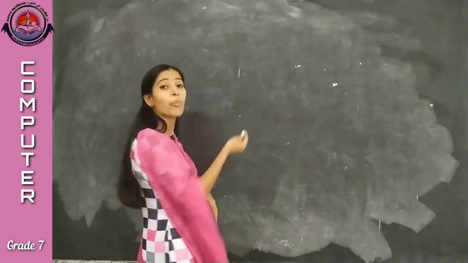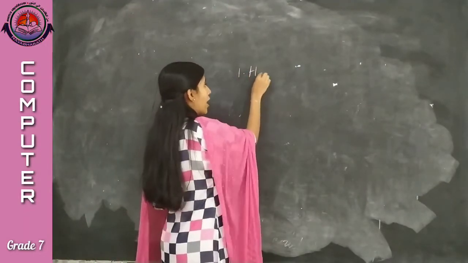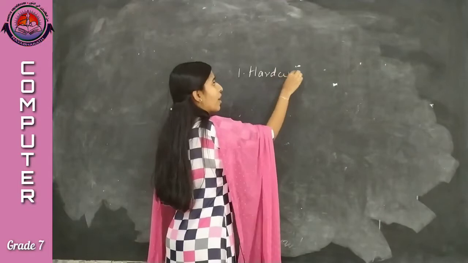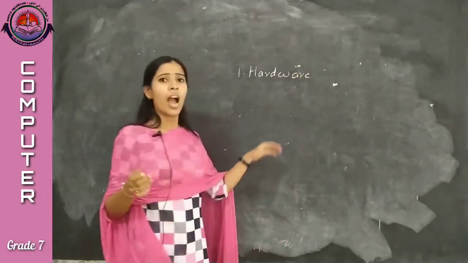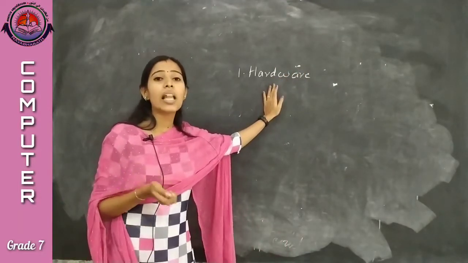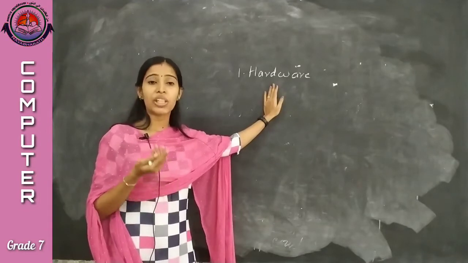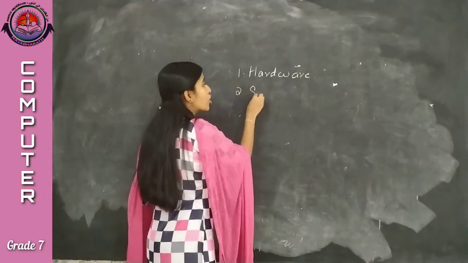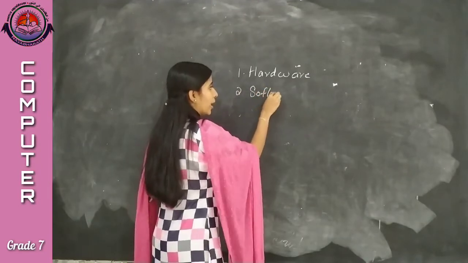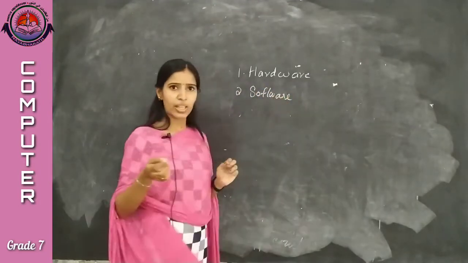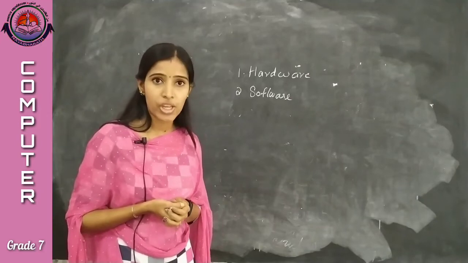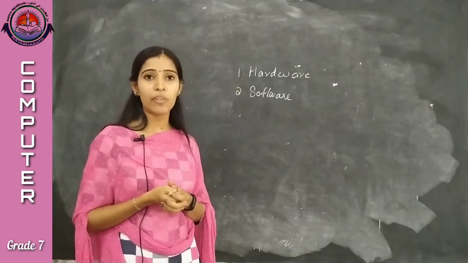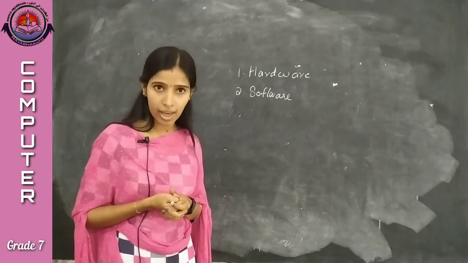The first component of a computer is hardware. Do you know what is hardware? Hardware is the physical part of a computer that we can touch. The second component is software. Do you know what is software? It is the set of instructions that we give to a computer for performing a particular task.